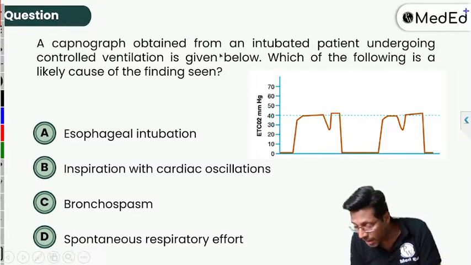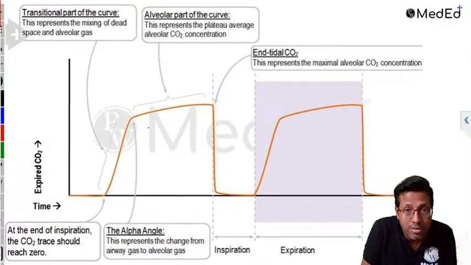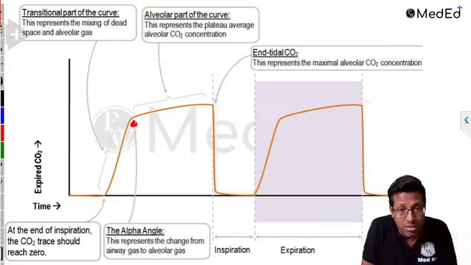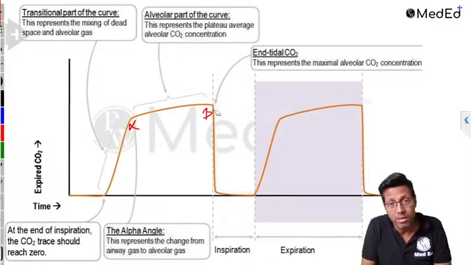And Dr. AP is asking me about the angle. Look, here your alpha angle is over here. Can you see this? I'll share this image with you in the PDF. Okay? Alpha and beta. These are the angles which are normally there. Here is what you call the alpha angle, when the gas is changing from the airway, meaning the dead space, to the completely alveolar gas. So alpha angle and beta angle. Right? These are two angles. Okay, guys?